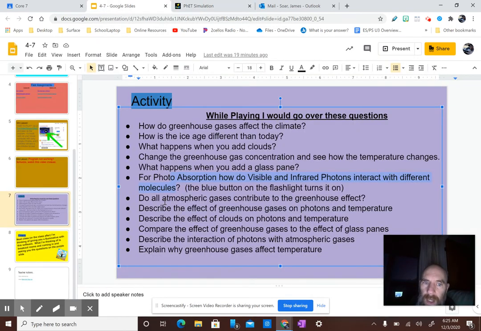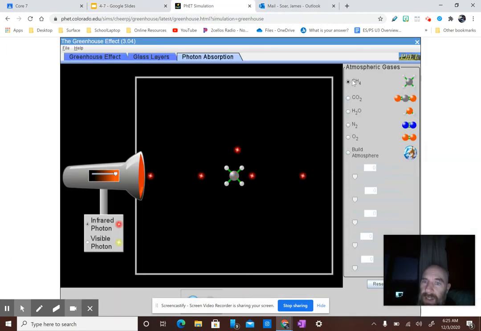All right. Do all atmospheric gases contribute to the greenhouse effect? No. You'll see how these ones right here, CH4, CO2, H2O, they're all dancing. They contribute to the greenhouse effect. Nitrogen, no dancing. Oxygen, no dancing. It's like a boring person at a wedding. They don't move. They don't dance. All right.